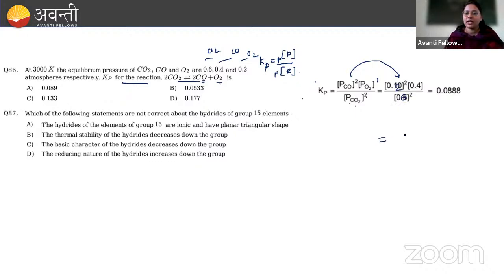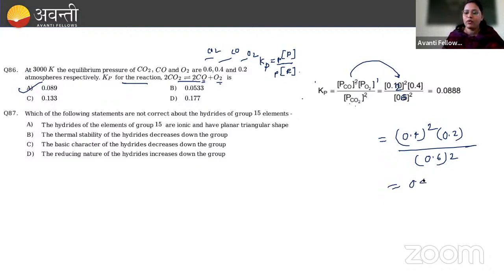ठीक है, हमारा क्या आ जाएगा 0.4 मल्टीप्लाई बाय 0.2 डिवाइडेड बाय 0.6. यहाँ पे इसका स्क्वायर, यहाँ पे इसका स्क्वायर. Do all these calculations, you will get answer according to option A. ठीक है, इसका आंसर आप लोगों को मिल जाएगा. ठीक है, कैलकुलेशंस कीजिए 0.4 इंटू 0.4.